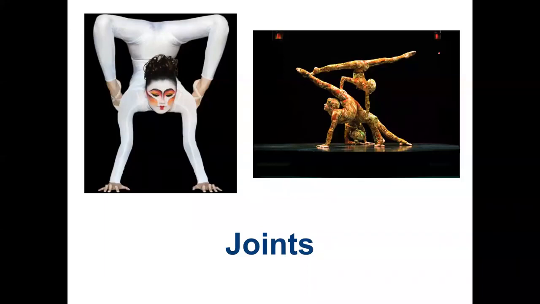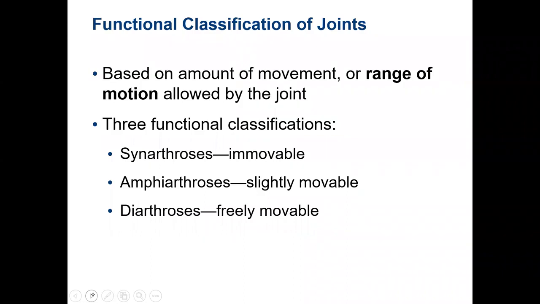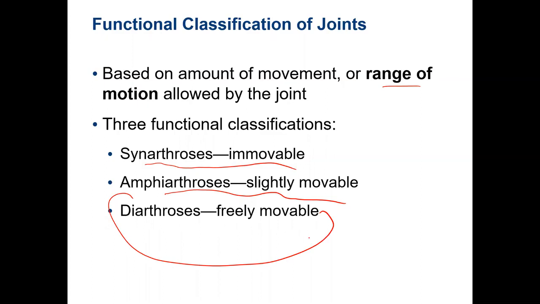All right. So joints, or articulations, are where two or more bones meet. Now, obviously this gives you mobility, but another function of the joints is just to hold you together. Not all joints move, so we classify joints based on their structure and their function. Often we classify joints based on their range of motion. That's how much motion the joint allows. We have the synarthroses, which are immovable joints, the amphiarthroses, which are kind of movable, and then the diarthroses, which are generally what we think of as joints. Those are the freely movable joints of the body.